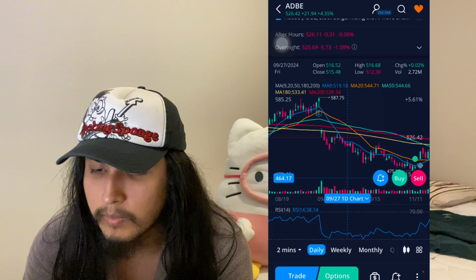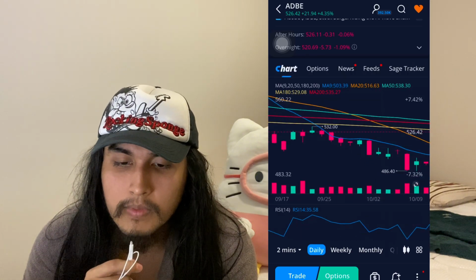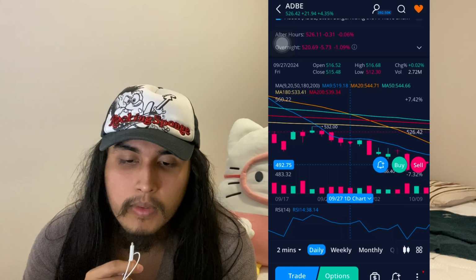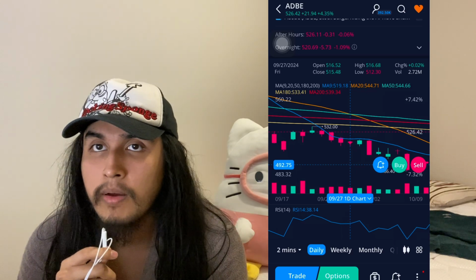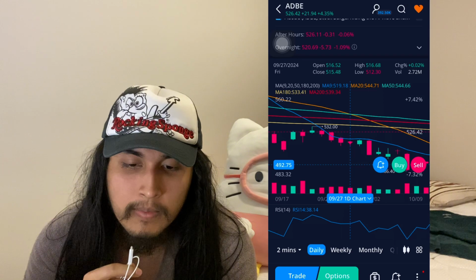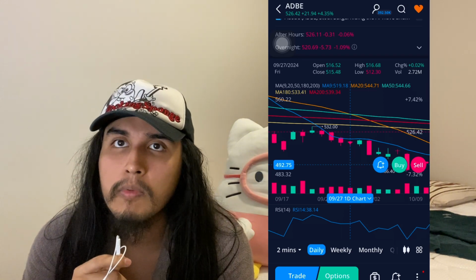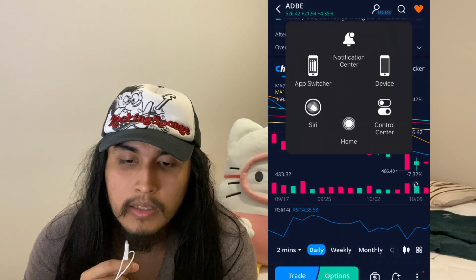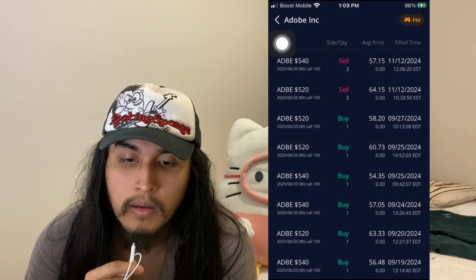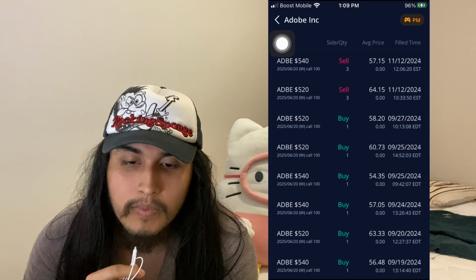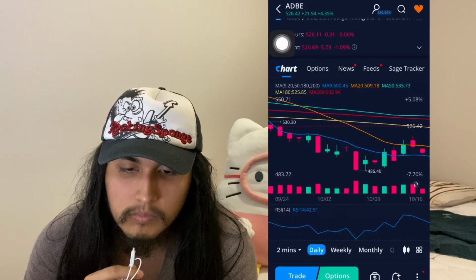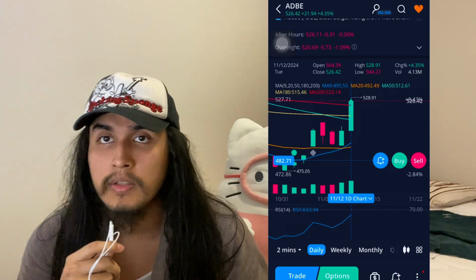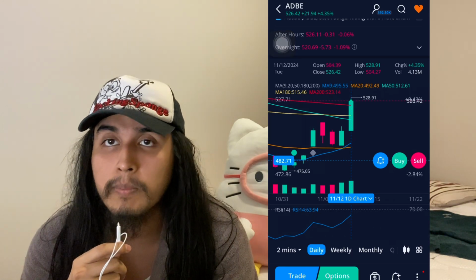Let me see if I can break it up a little bit more. This candle right here, where the blue cursor's pointing, is the last time I bought into Adobe call options. The reason I didn't buy any more was because it was under the 9-day moving average. Until finally November 12th, which was today, I sold out the position as soon as it was up 8%.